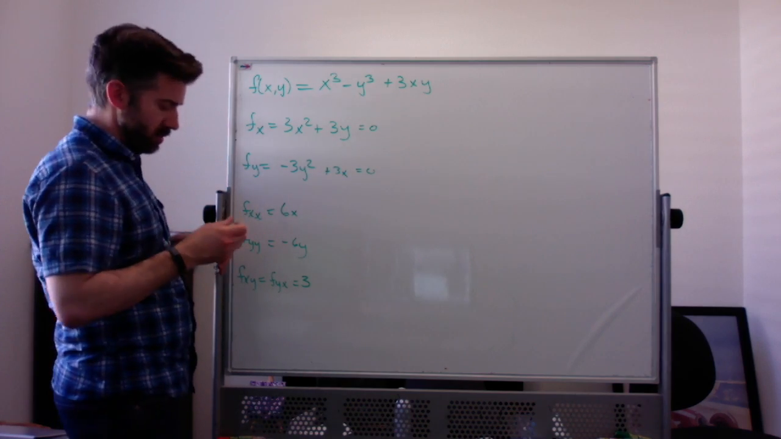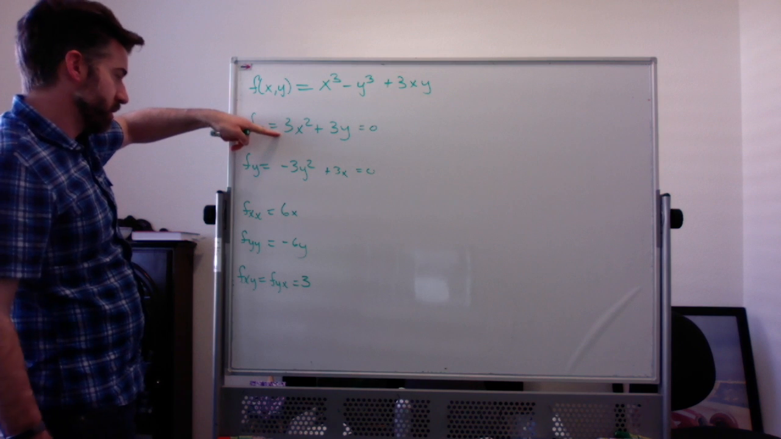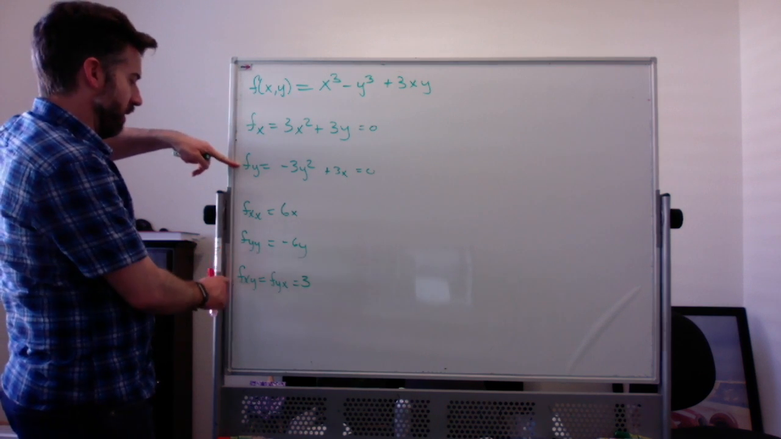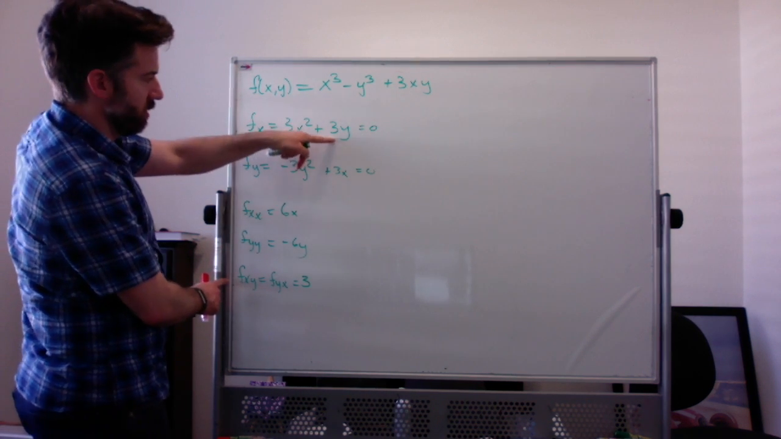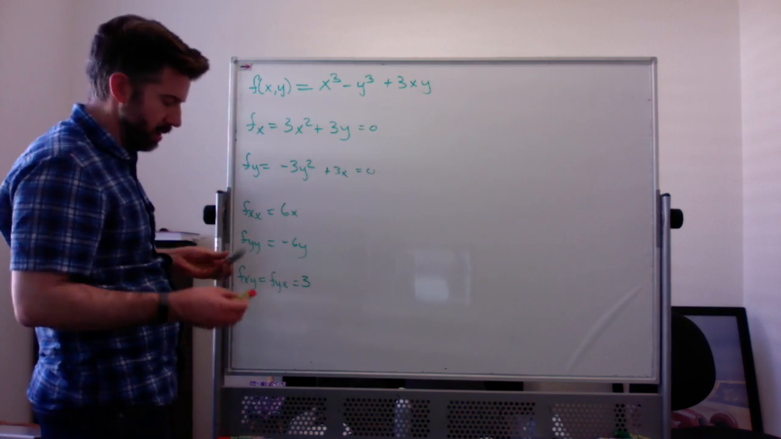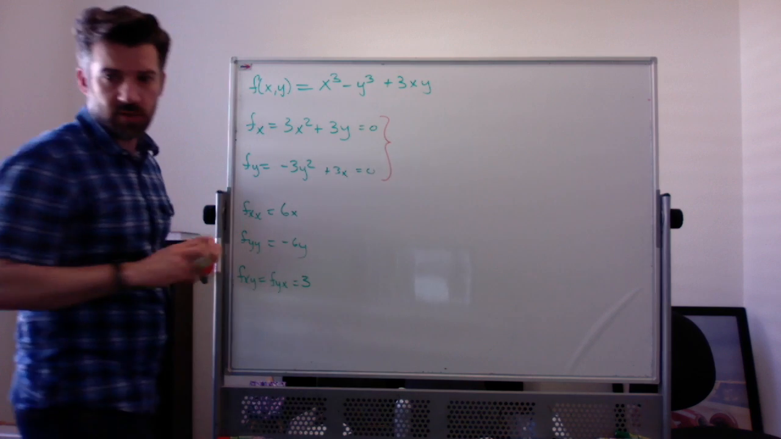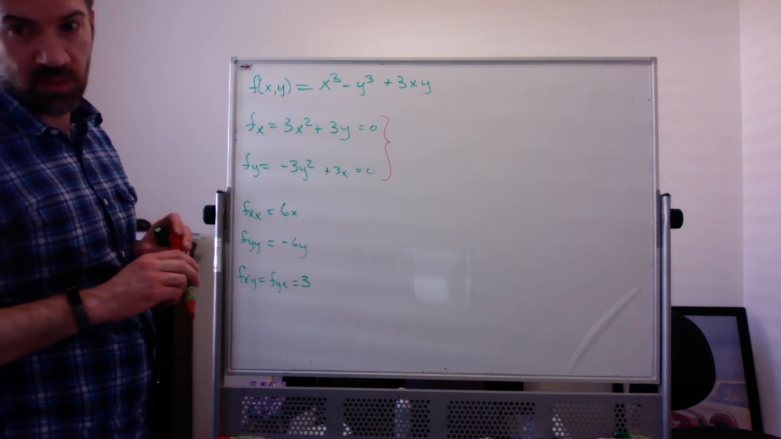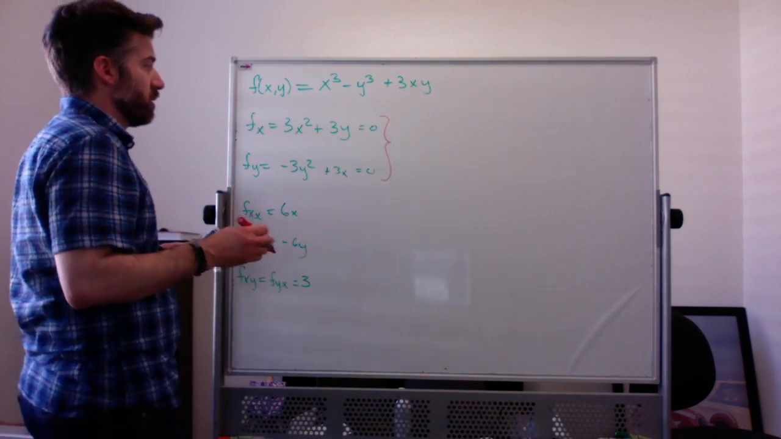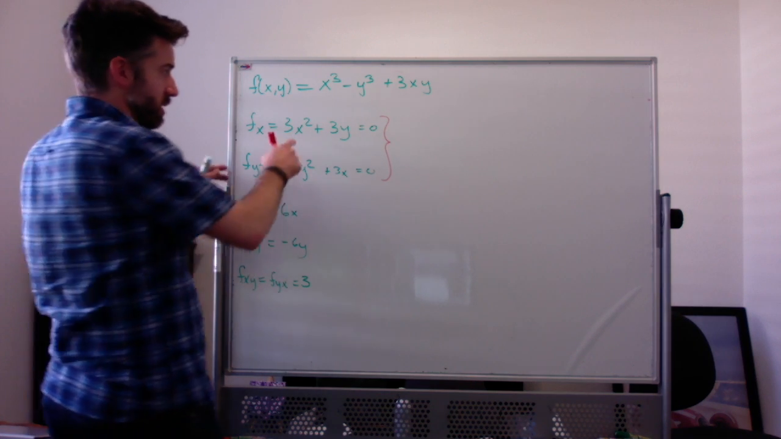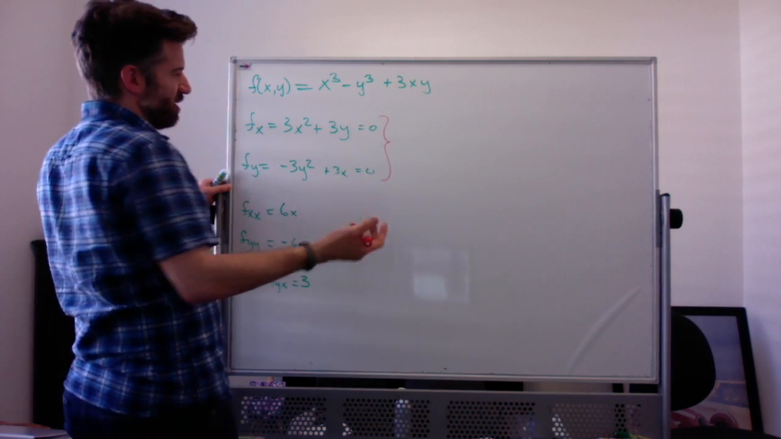And then our second partials are fxx is 6x, fyy is negative 6y, and fxy, the derivative of this, is 3, or fyx also 3. Should be the same. And again, we use the two first derivatives, the partial with respect to x and with respect to y, to solve for the critical points. So we set this equal to 0, and then we solve for x and y.